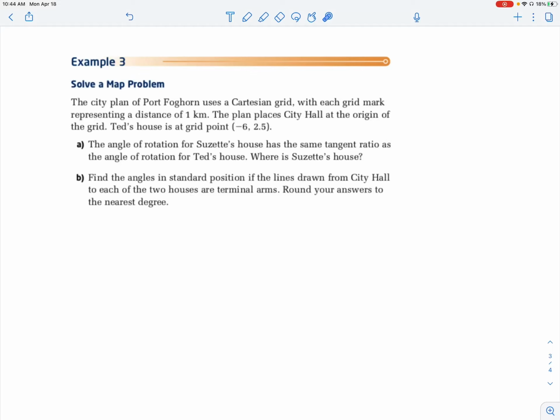Hi, welcome back to our third example for 4.2 coterminal and related angles. In this example, it says solve a map problem. The city plan of Port Foghorn uses a Cartesian grid, with each grid mark representing a distance of 1 kilometer. The plan places City Hall at the origin of the grid. Ted's house is at grid point (-6, 2.5).